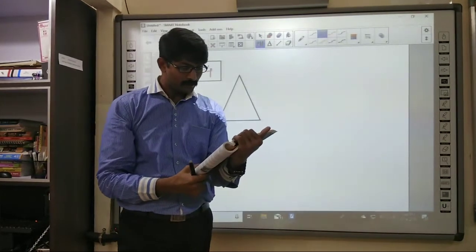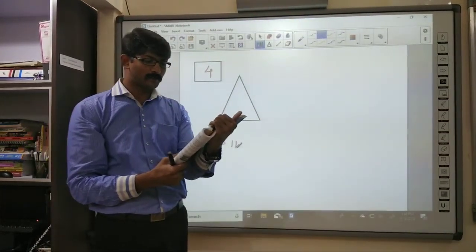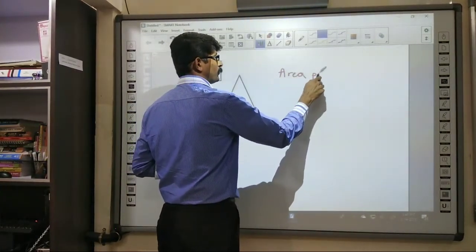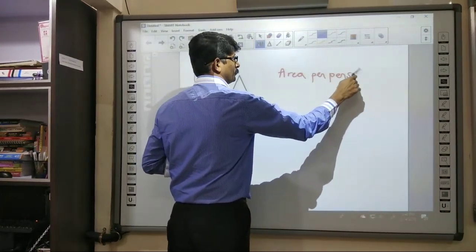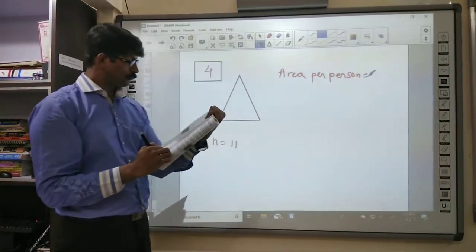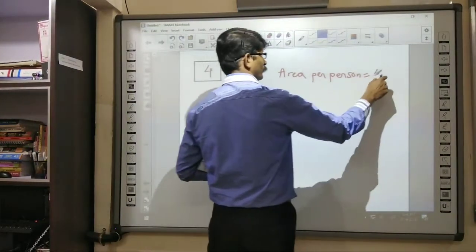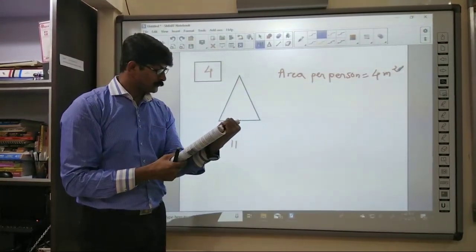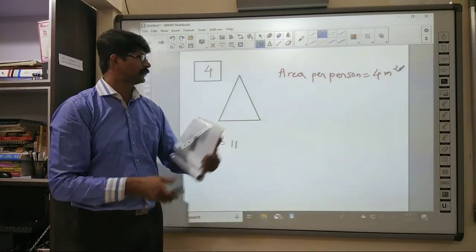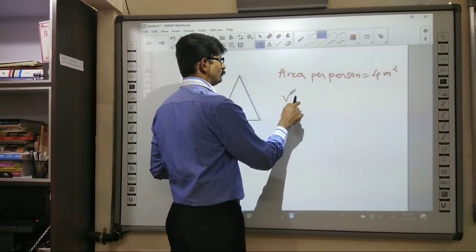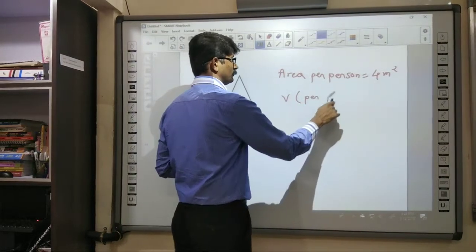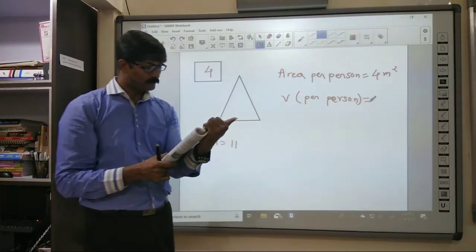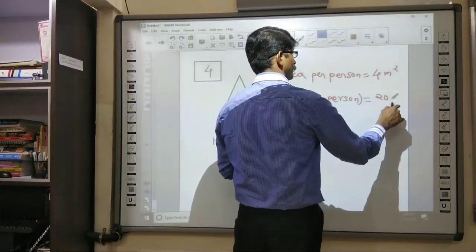Each person must have 4 square meter space. So what is the area per person? Area per person is equal to 4 square meter, 4 meter square. This square meter can be written as meter square also. And the space on the ground is 20 cubic meter of air. So space, that is, volume per person is given as 20 cubic meter, that is 20 meter cube.